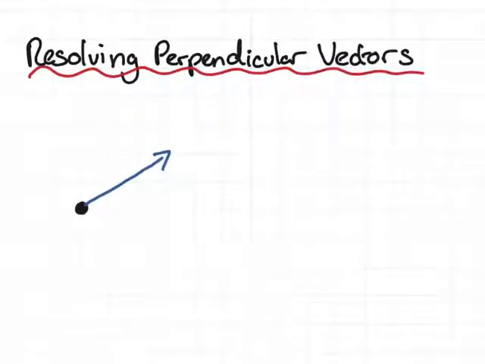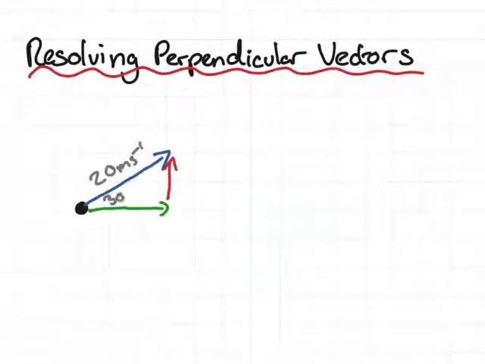Finally, let's take a look at resolving a vector into its x and y components, its perpendicular components. This is a skill which is very important in higher. One example could be in projectile motion questions, and we'll take a look at this from a projectile motion point of view. What I'll do is I'll say the vector has a velocity of 20 meters per second, and that it is 30 degrees to the x-axis. I'll draw the y-axis in here as well.